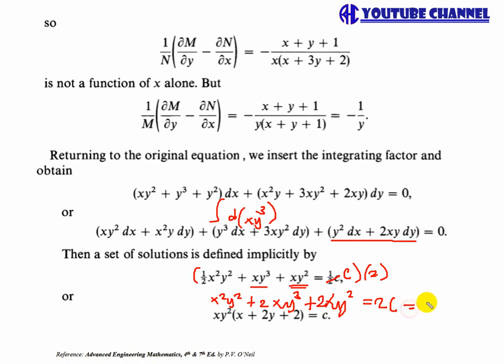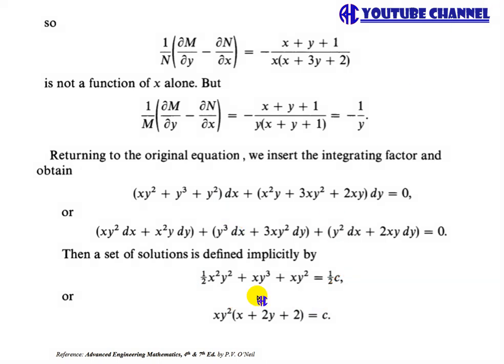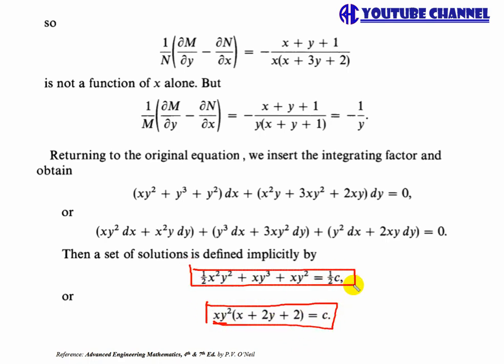Yung 2c na yan, pwede ko sabihin na c1. So, ang common na variable sa kanila is y squared tapos x. So, pwede ko yan i-factor out. So, factor out ko si xy squared. So, magiging xy squared times the quantity x plus 2y plus 2 is equals to c. So, ito na yung sagot. Pero actually, okay na yan. Tapos, kahit isin ninyo, okay na yan. Tama na rin yan.